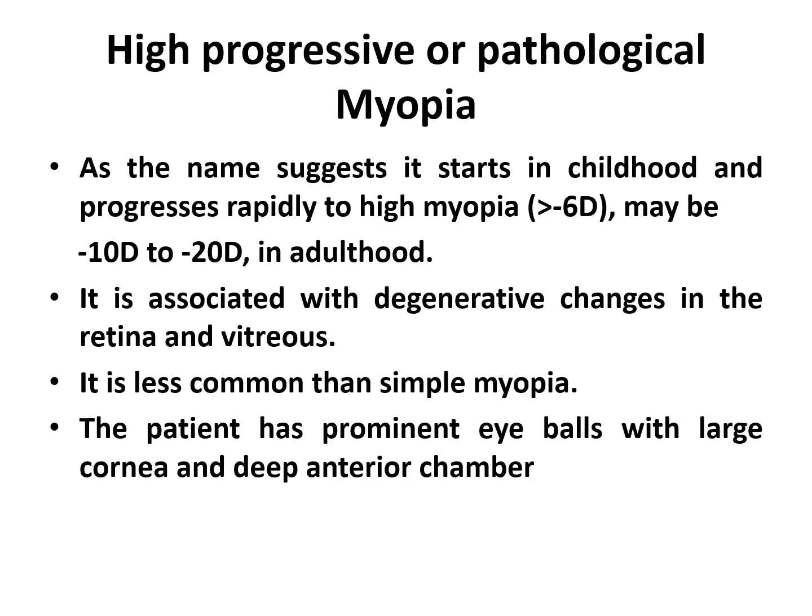High progressive or pathological myopia, as the name suggests, starts in childhood and progresses rapidly to high myopia, more than 6 diopters, maybe 10 to 20 diopters in adulthood. It is associated with degenerative changes in the retina and vitreous. It is less common than simple myopia. The patient has prominent eyeballs with large cornea and deep anterior chamber.